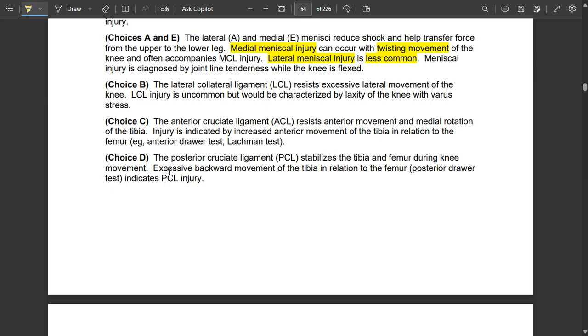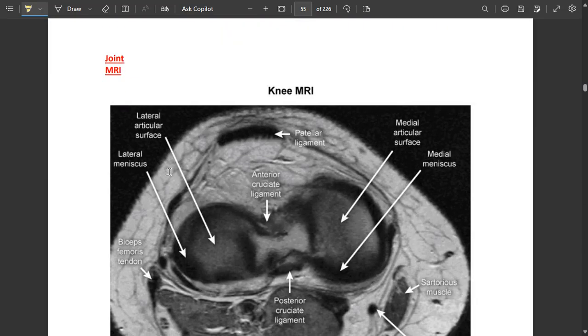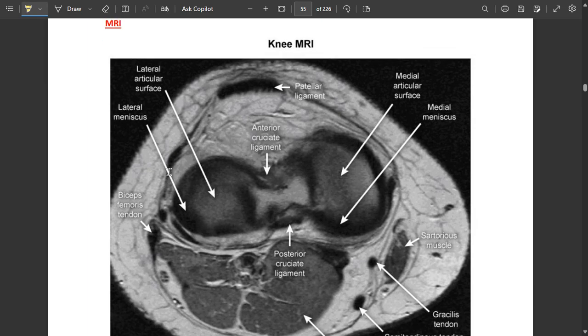The PCL is tested with tibia-femur movement during knee movement. Excessive backward movement of the tibia is prevented by the PCL, so it will occur in injury.